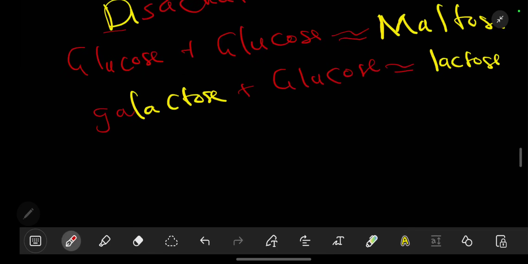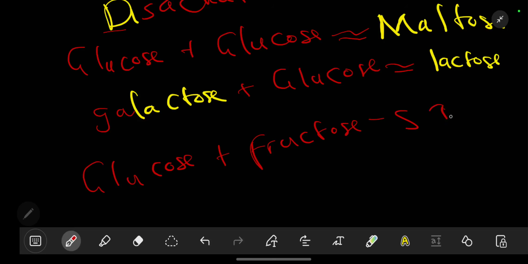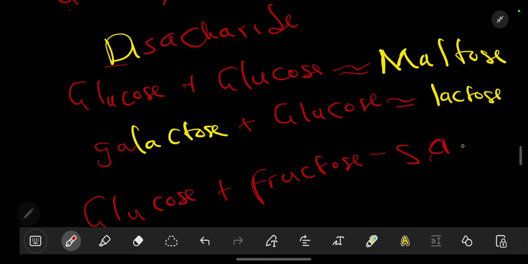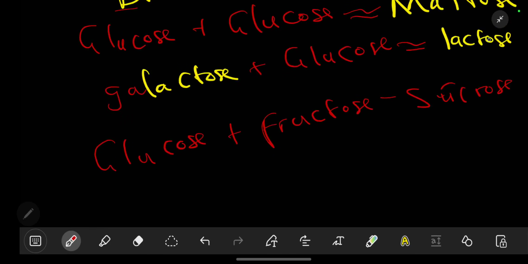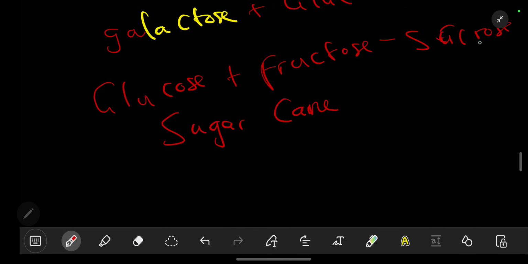Now on the other hand, if our glucose was to react with our fructose, then this produces what we are going to call sucrose. So we are going to have our sucrose, or should I spell it, S-U, so we have our sucrose, like that. So these ones are found in substances such as sugarcane.